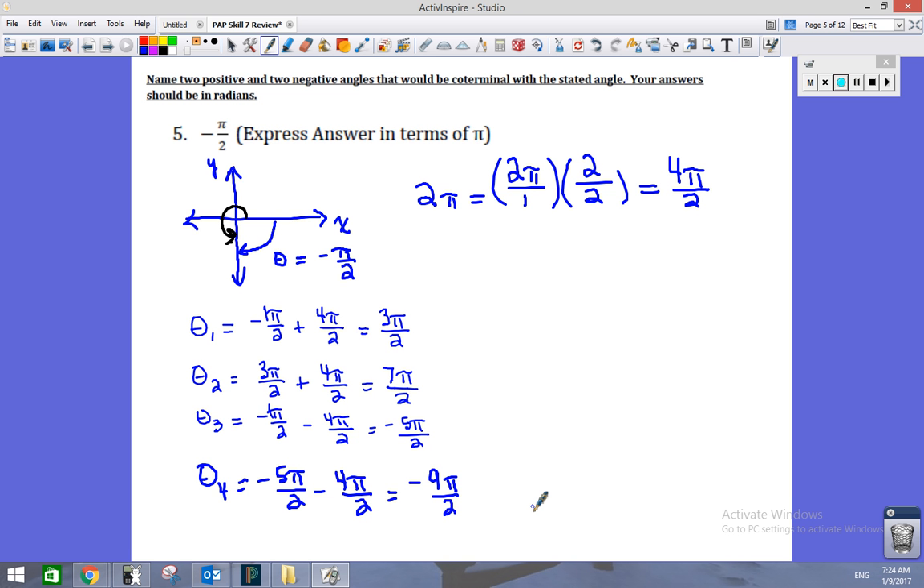So there's 2 positive angle measures in radians and 2 negative angle measures in radians, and all 5 of these angles are coterminal with respect to one another. If you draw them all in standard position, they'll have the same initial side and the same terminal side.